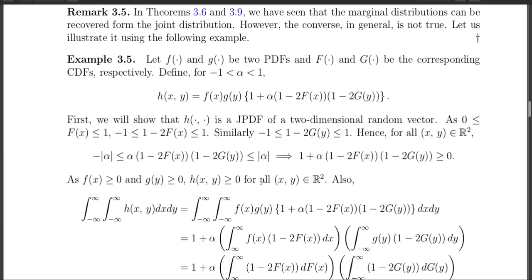The remark starts with the converse part of Theorems 3.6 and 3.9. In Theorems 3.6 and 3.9, what we have seen is that if I know the joint PDF or joint PMF, I can find out the marginal PDF or marginal PMF respectively. So if I have a continuous random vector (X, Y) and I know its joint PDF, I can find out the marginal PDF of X as well as the marginal PDF of Y.